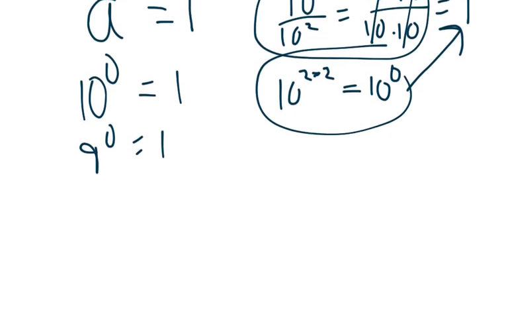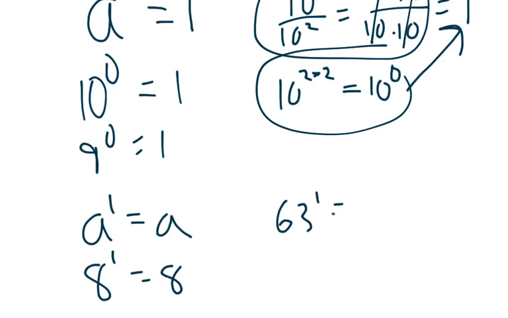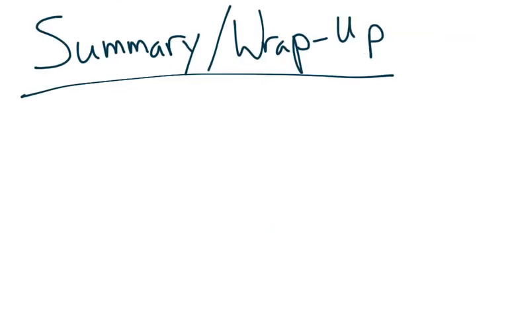And while we're stating it, we might as well state more things that are obvious. Anything to the first power is going to be itself. So 8 to the first power is 8. 63 to the first power is 63. So just to wrap everything up, we now have the basics of exponents under our belt, hopefully, or at least have been exposed to them. A couple of things we just need to keep in mind.